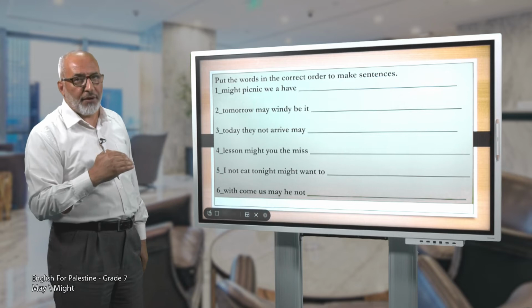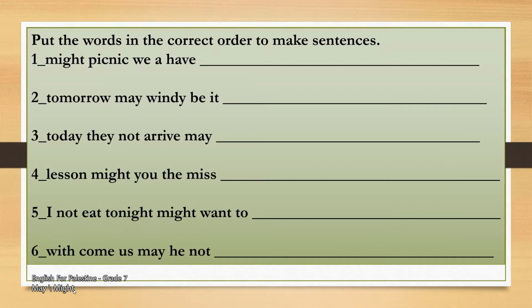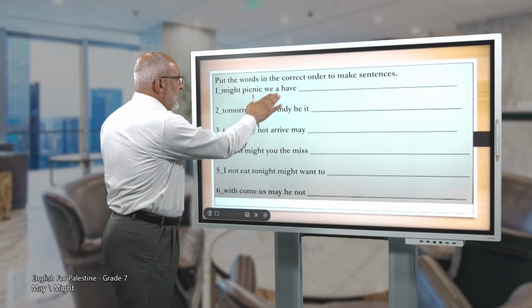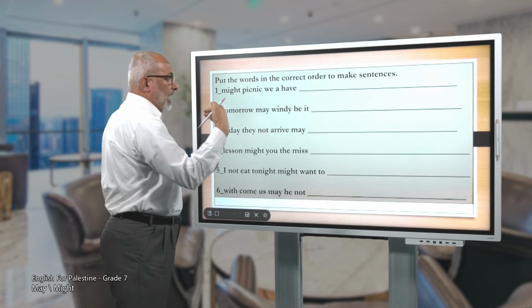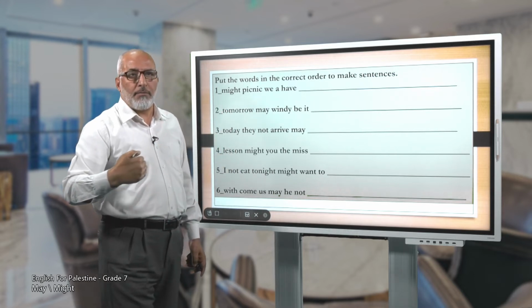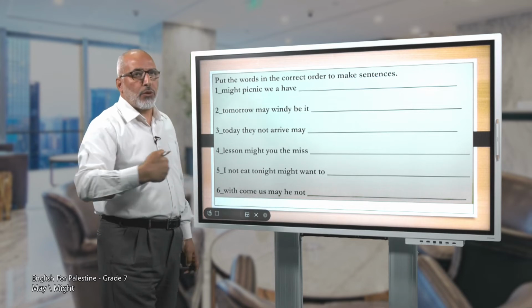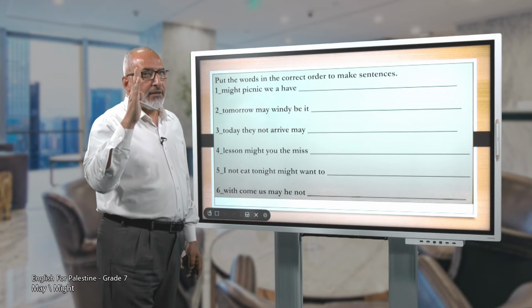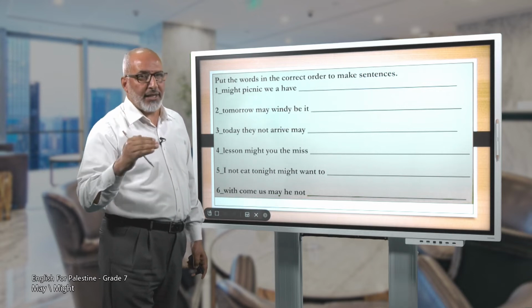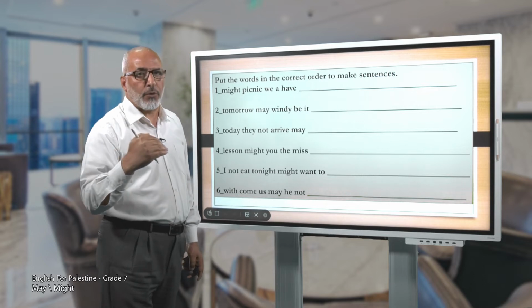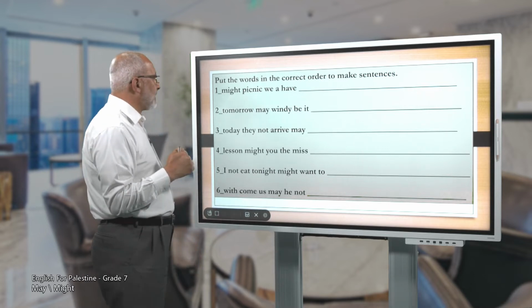Now, let's do this activity. It's a very simple one. Put the words in the correct order to make sentences. Here, we're going to put these words in the correct order by using might, may, might not, or may not. Don't forget that may, might, may not, might not are followed by the infinitive form of the verb. Let's see number one.